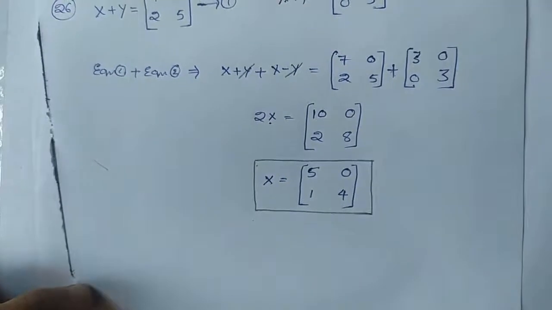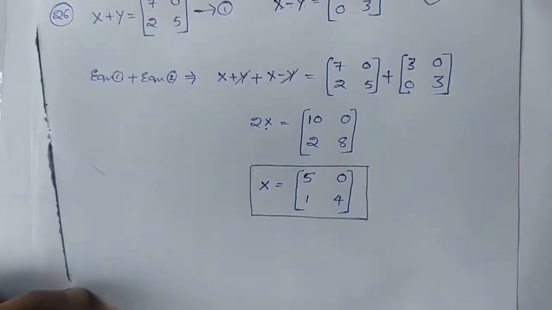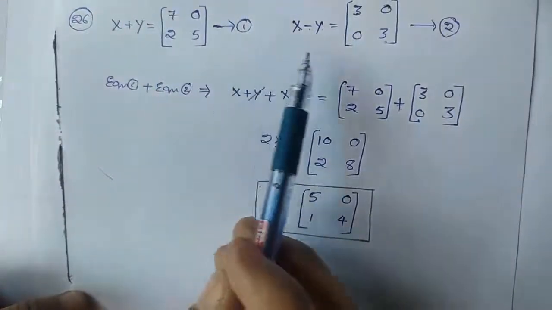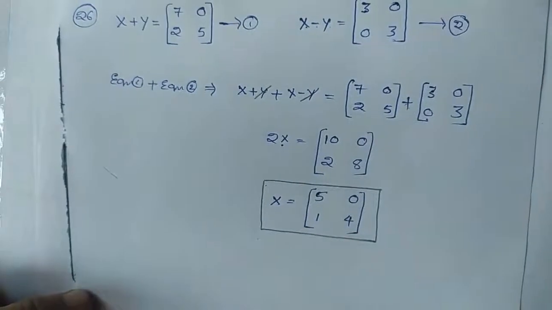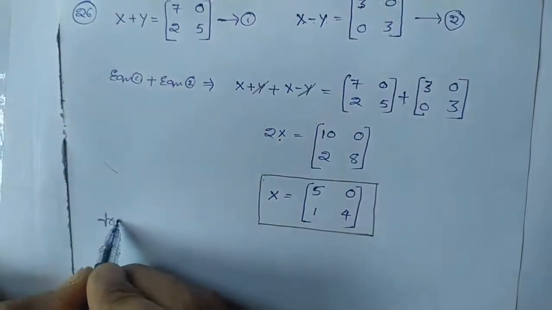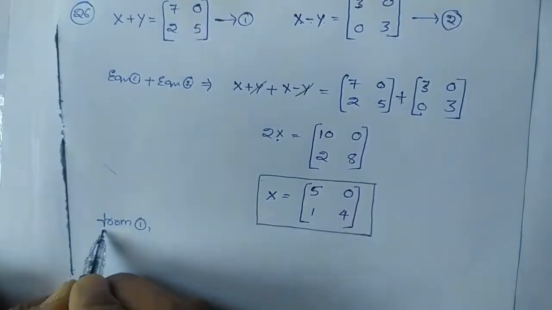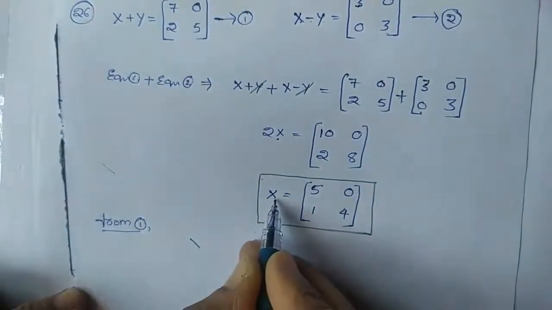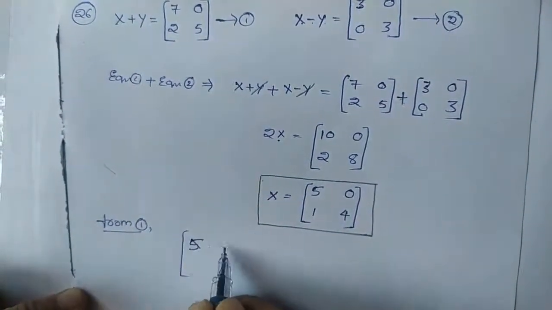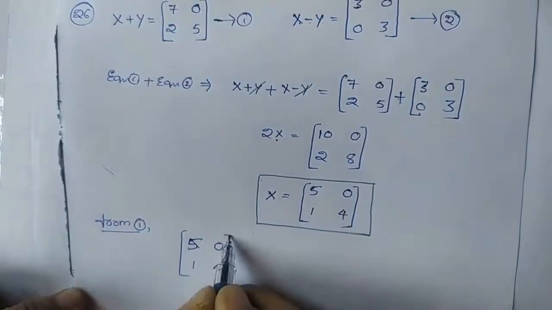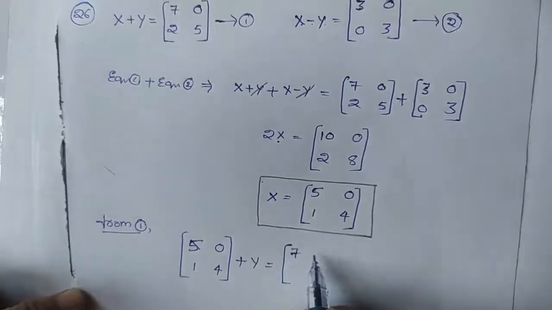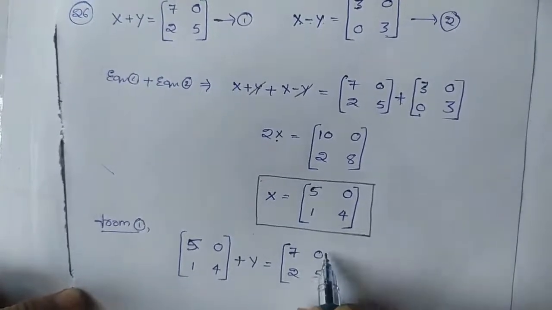Next we need to find the matrix y. Substitute this x matrix in either equation 1 or 2, then we will get the matrix y. Let us substitute in equation 1. From equation 1, x plus y equals [7 0; 2 5]. In place of x we will put the matrix [5 0; 1 4], so [5 0; 1 4] plus y equals [7 0; 2 5].